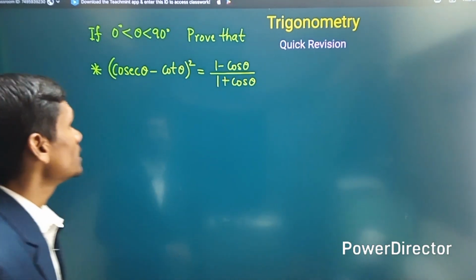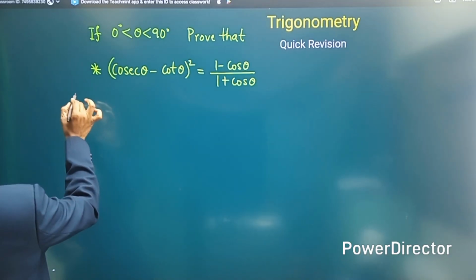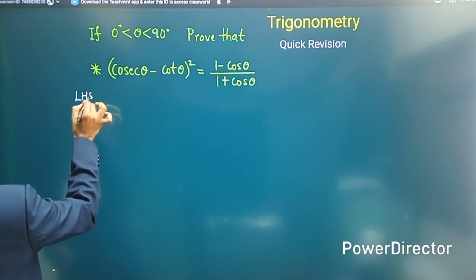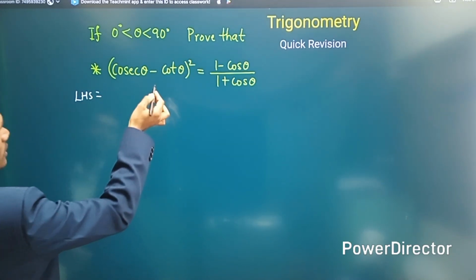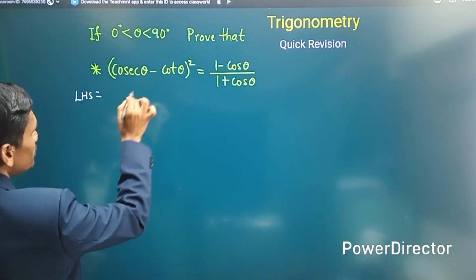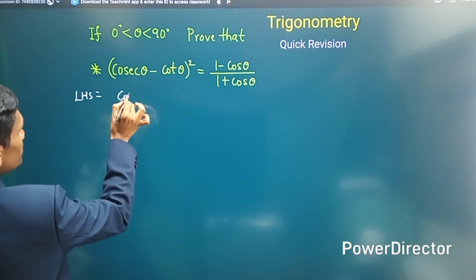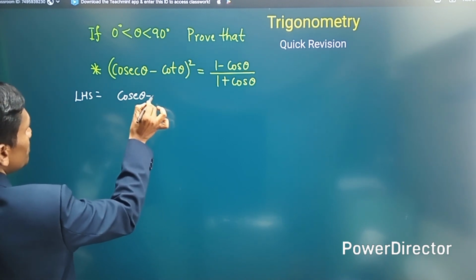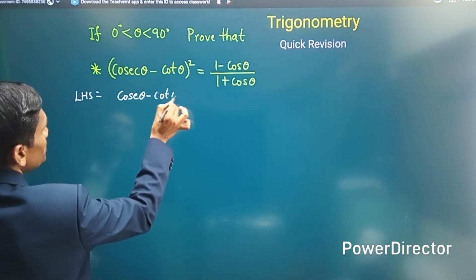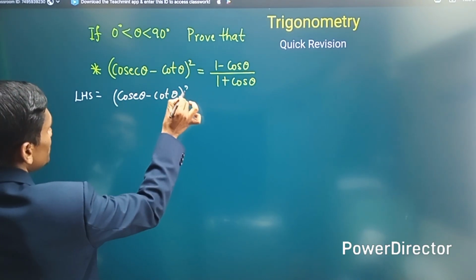Yes, coming to this, how to prove this? Let us start with LHS. You should always start with LHS. If you start, what is there? (cosec theta minus cot theta) whole square is there. You write this as it is once: (cosec theta minus cot theta) whole square.